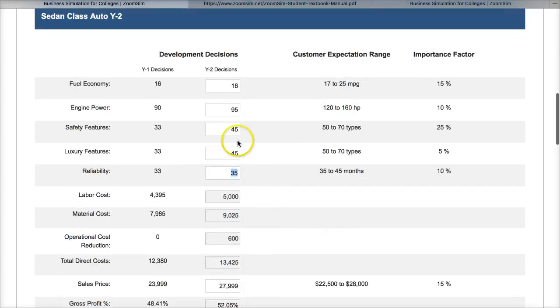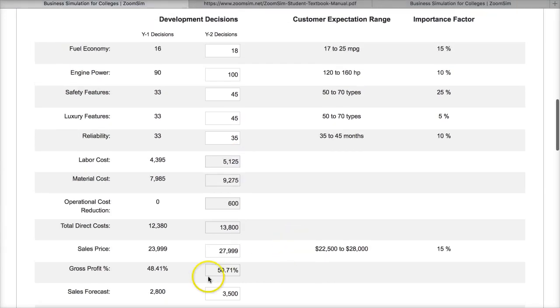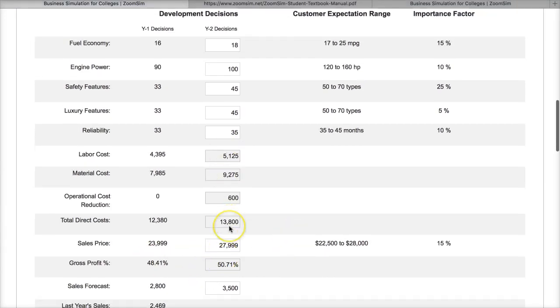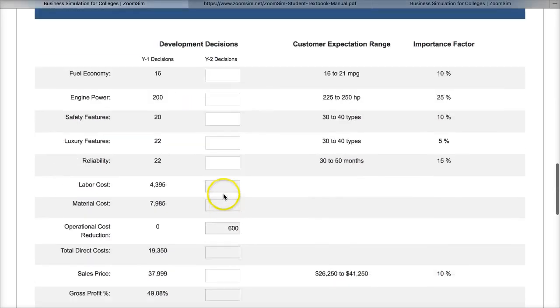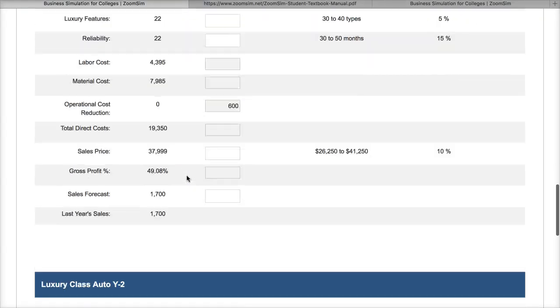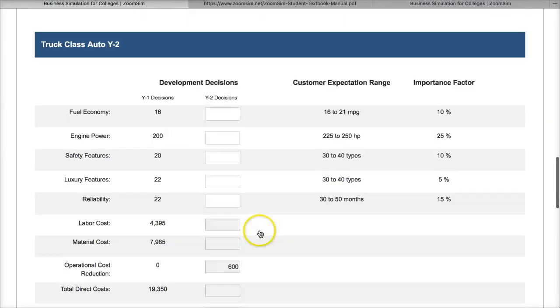Okay, which it did. So I want this to be at least 100 though. Okay, so now I'm 2% higher. That's not the best, but it's still pretty good. I'm still higher. And I'm going to continue through the truck and luxury. I'm going to submit that.